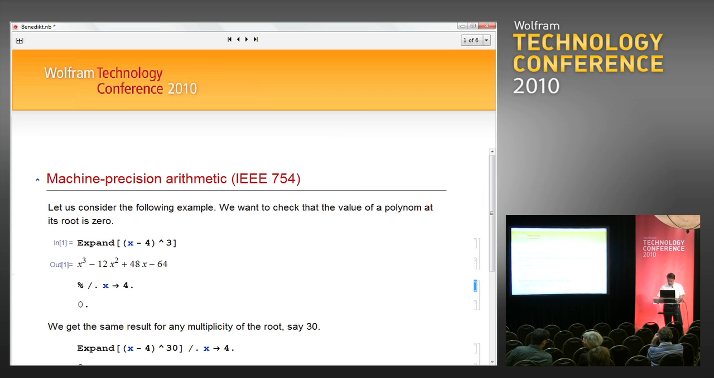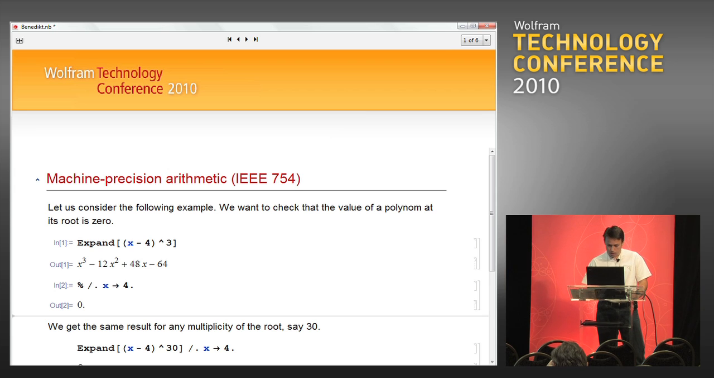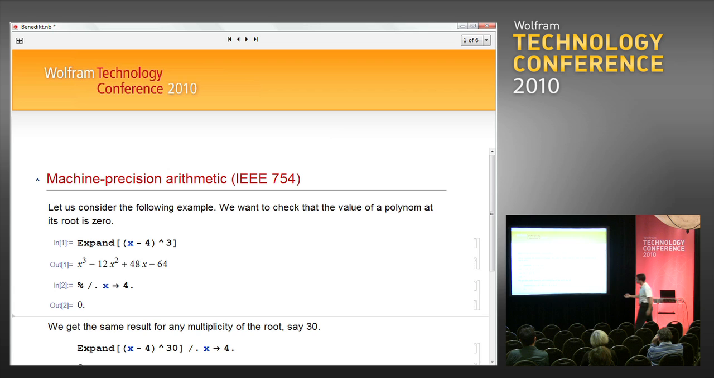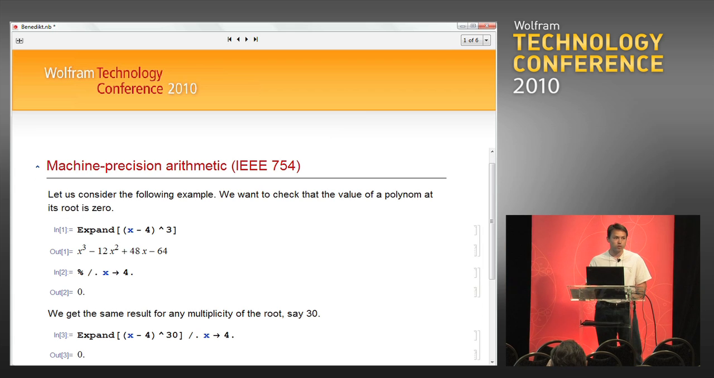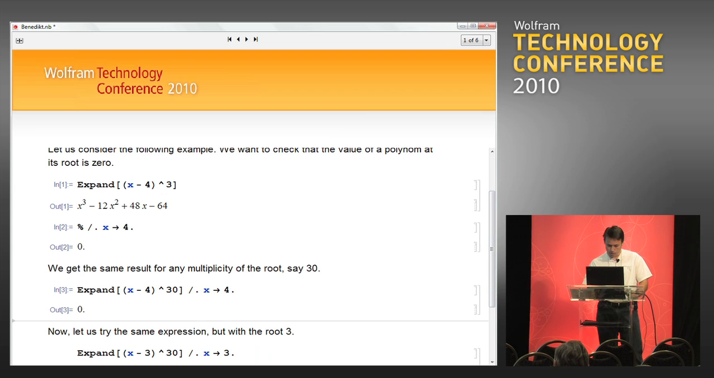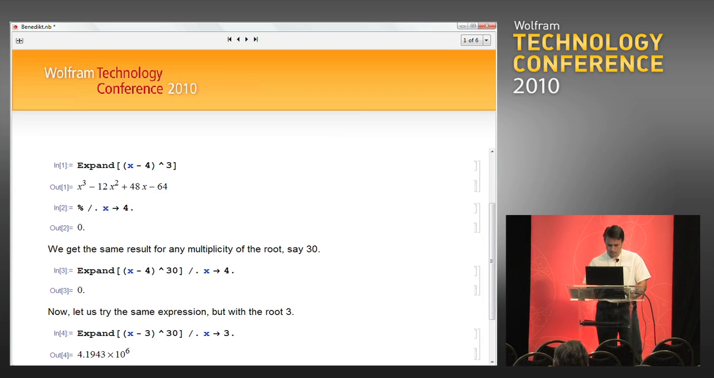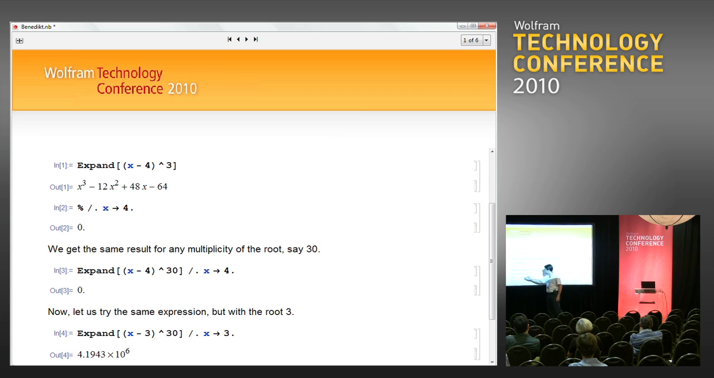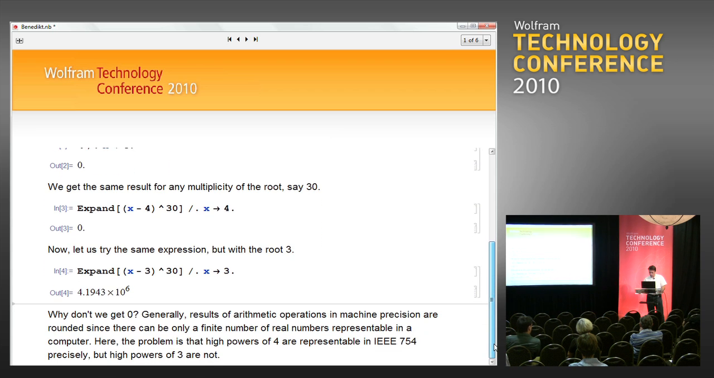So of course I get 0, so it's not a problem. And this must work even if the multiplicity of the root is any number, for instance 30, so it's still 0, of course. But now let's try the same with the root equal to 3. And now I don't get 0, but some 4 million. So this is apparently not the correct answer.